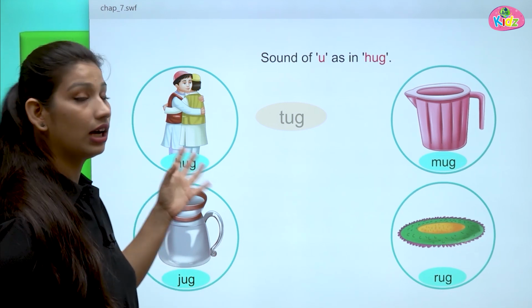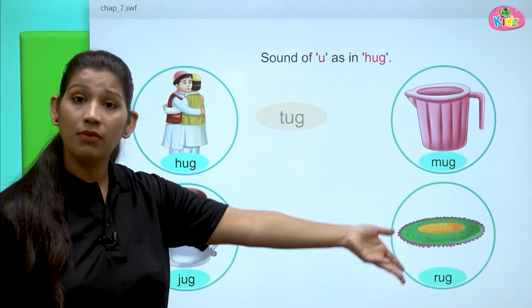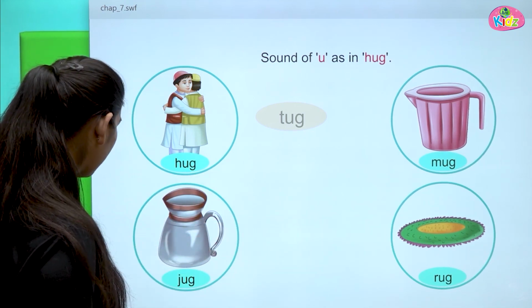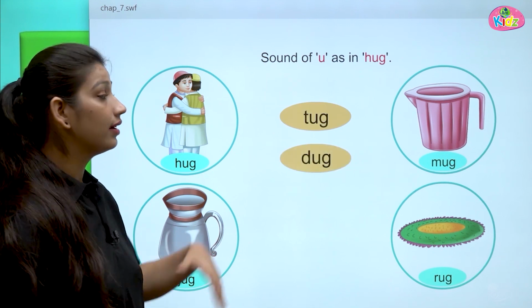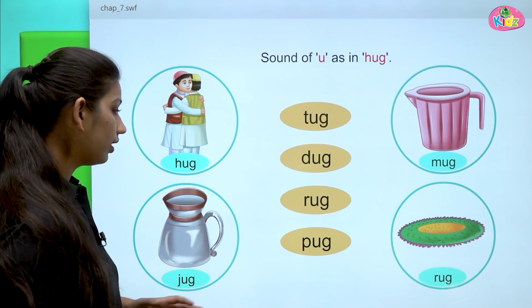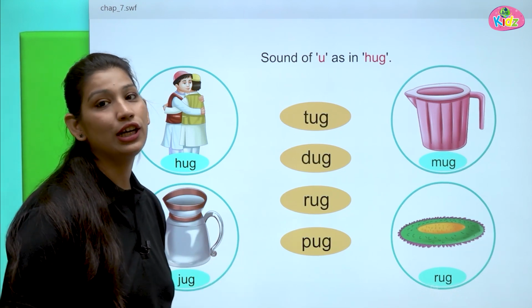H, u, g, hug. M, u, g, mug. J, u, g, jug. And R, u, g, rug. There are many other words like T, u, g, tug. D, u, g, dug. And P, u, g, pug.